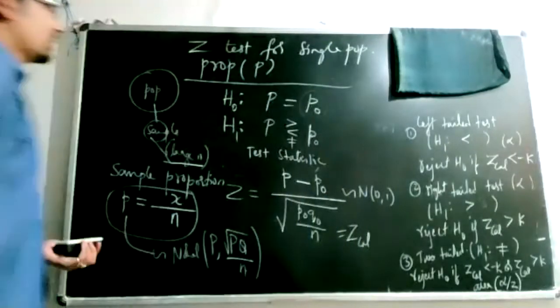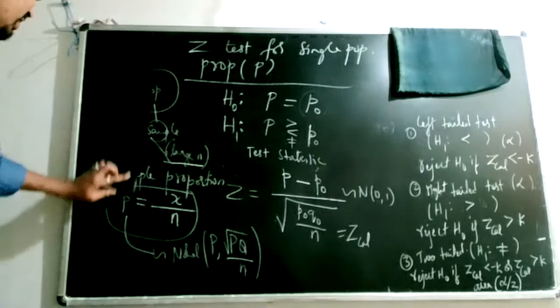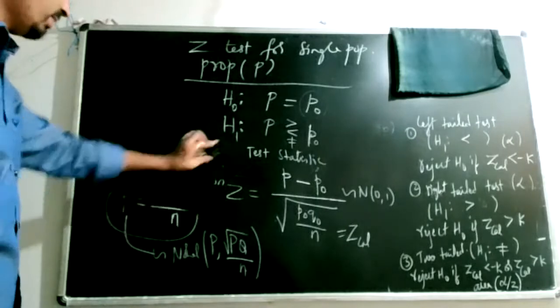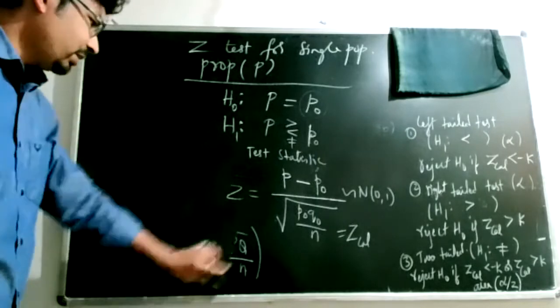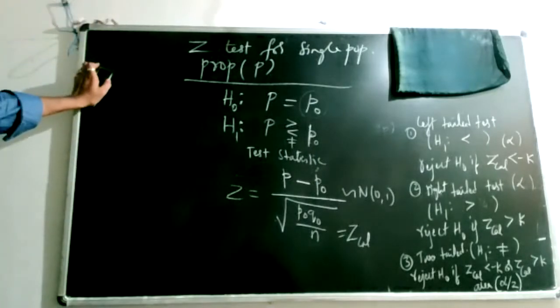This is about Z test for single proportion. You can have a look into various numerical examples available in that particular book to understand. I will not discuss much about the numerical problems for this section.